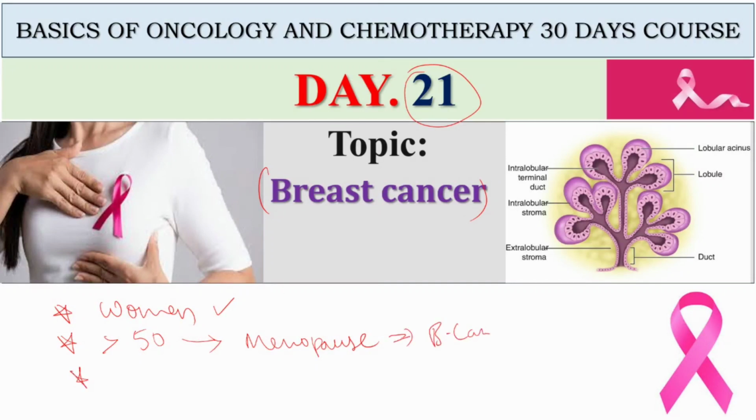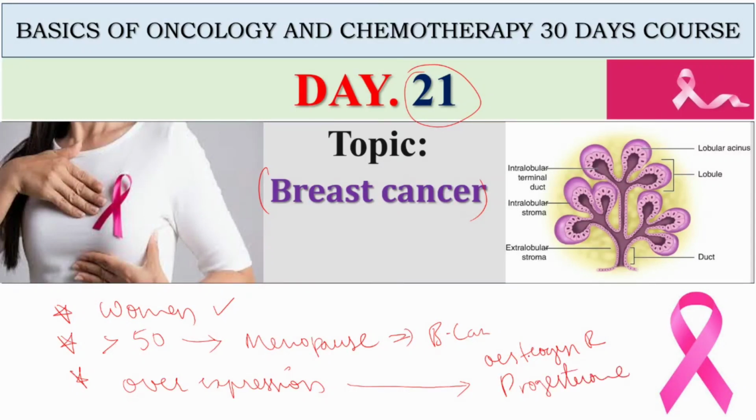And next important point you have to remember, see, breast cancer is mainly caused due to the overexpression of certain genes and certain receptors. In that we have three receptors. Always remember, overexpression of estrogen receptor, overexpression of progesterone receptor, and overexpression of HER2 neu receptor. So these three are very important. Overexpression of estrogen receptor, progesterone receptor, and HER2 neu receptor. These three overexpression is having higher risk of causing breast cancer.